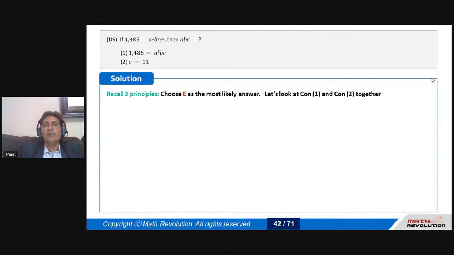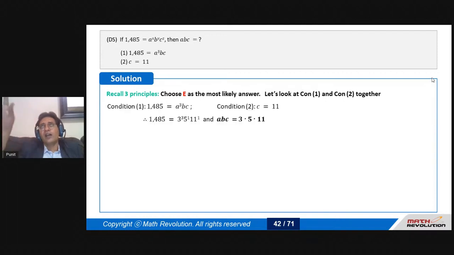But again, when we combine both the conditions together, because if E is the answer, already combine it, don't check for A and B. And see, there is nothing called an integer mentioned here, so you can directly combine it and go easy on this. Let's break 1485 into factors and write it as 3 cube, 5 to the power 1 and 11 to the power 1. If we compare this with a cube bc, then definitely A would be 3, B would be 5, and C would be 11. So ABC is 3 times 5 times 11.